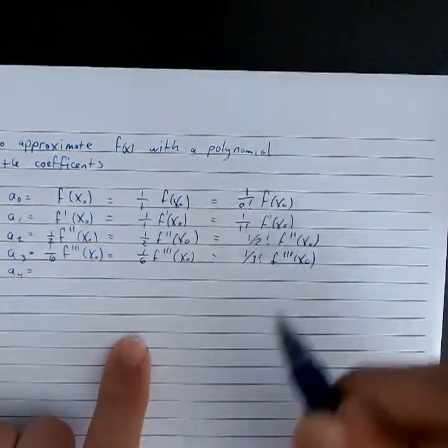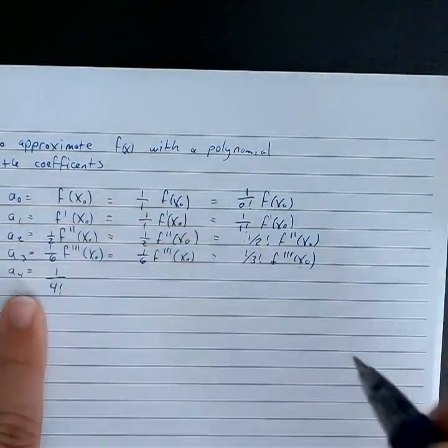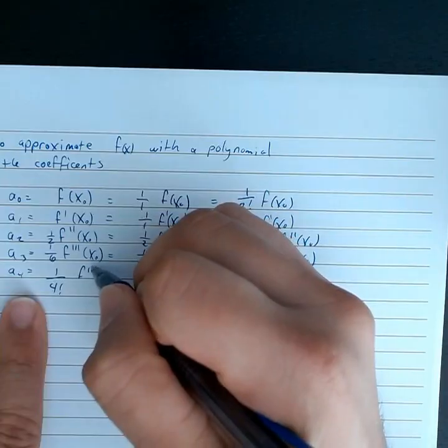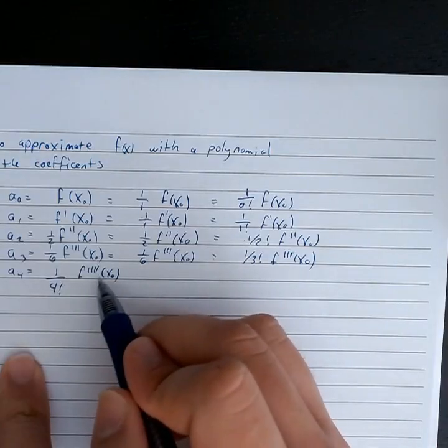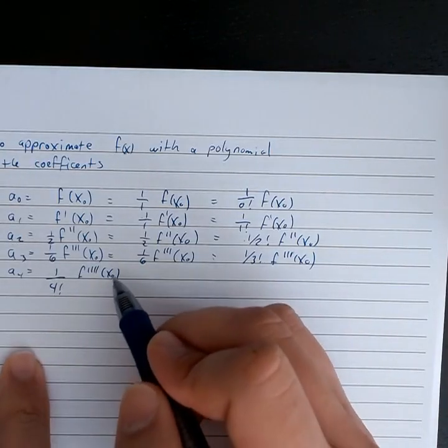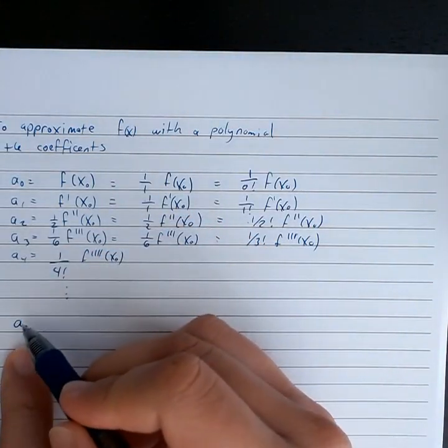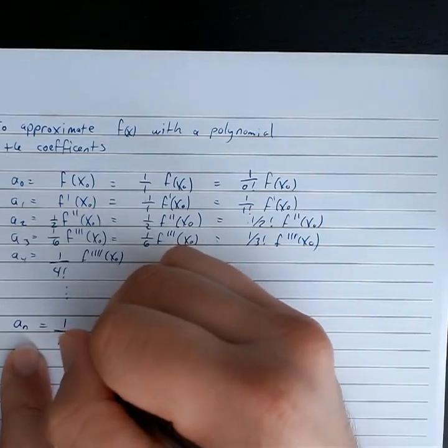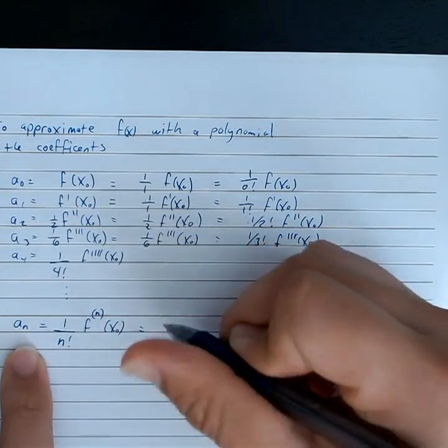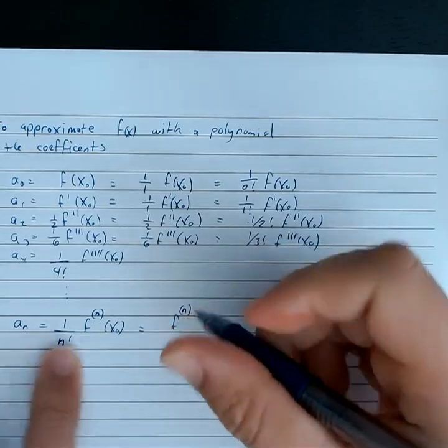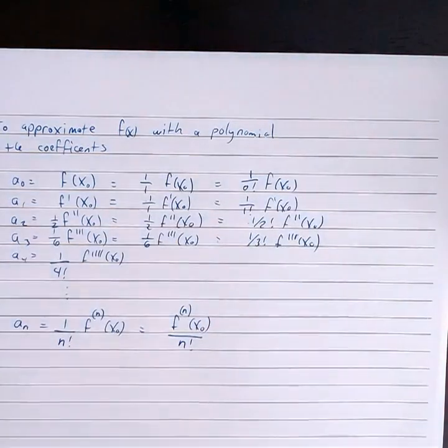Following that pattern, this one should just be 1 over 4 factorial times f quadruple prime of x naught. And the next one would be 1 over 5 factorial times the 5th derivative. The next one will be 1 over 6 factorial times the 6th derivative. And eventually, we would get down to the nth coefficient, which would be equal to 1 over n factorial times the nth derivative of f at x naught, or as it's often written, the nth derivative of f at x naught over n factorial.